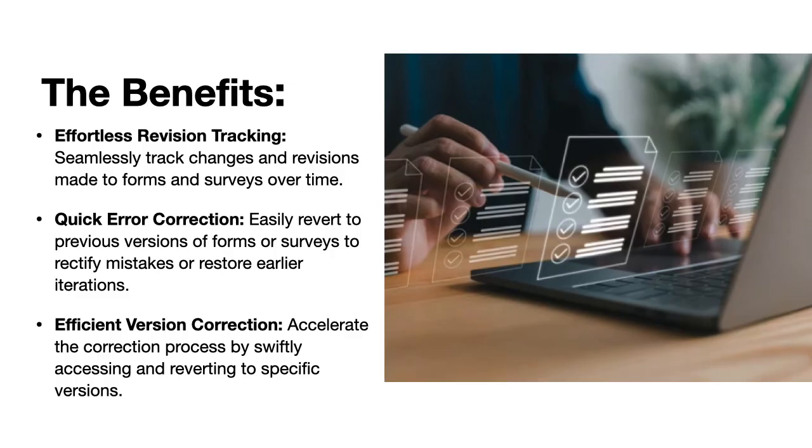Now you have effortless revision tracking. You can seamlessly track changes and revisions made to forms and surveys over time. You can also quickly fix errors. You can easily revert to previous versions of forms or surveys to rectify mistakes or restore an earlier version. You'll also be able to efficiently version correct. This is going to accelerate the correction process by swiftly accessing and reverting to specific versions.